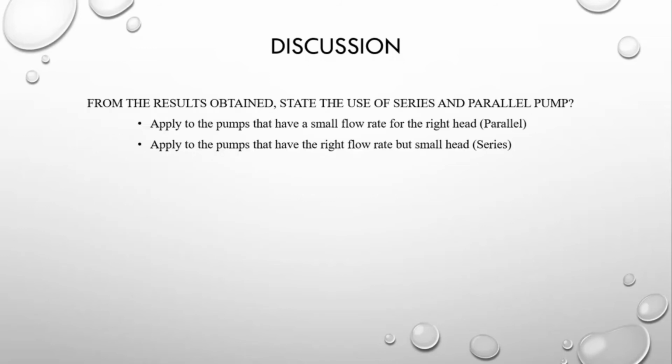Next, from the result obtained, state the use of series and parallel pump. Parallel pump arrangement can increase the flow rate twice for the same head. It can apply to pumps that have a small flow rate for the right head. Parallel pump with variable speed can save energy and introduce significant advances in operation and control.